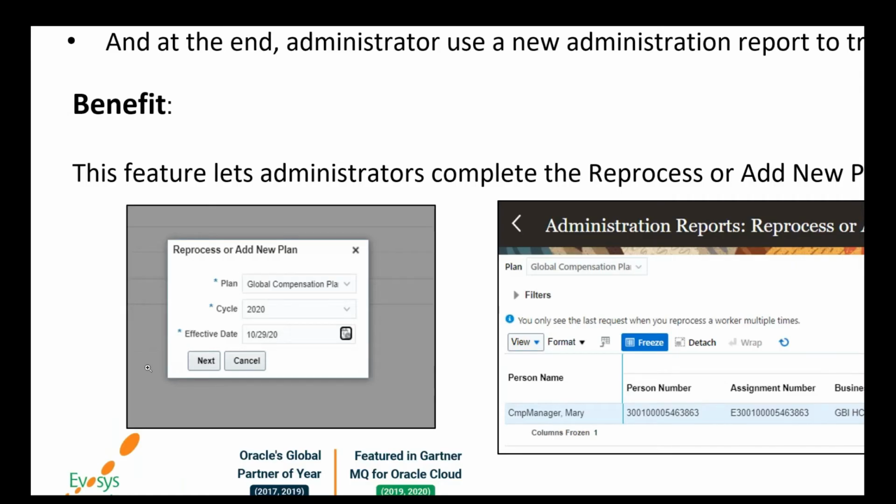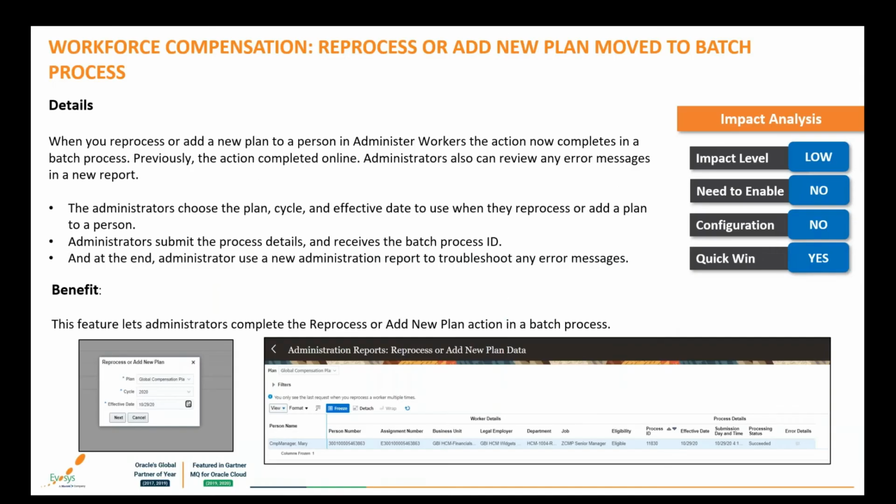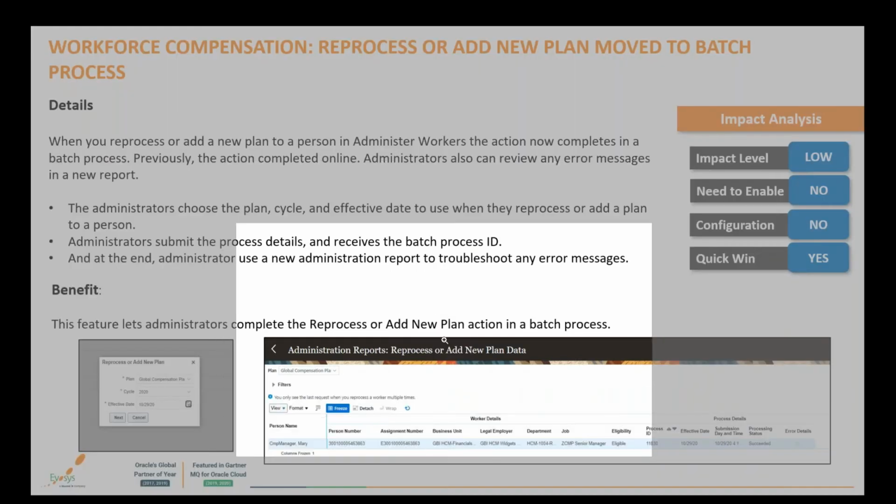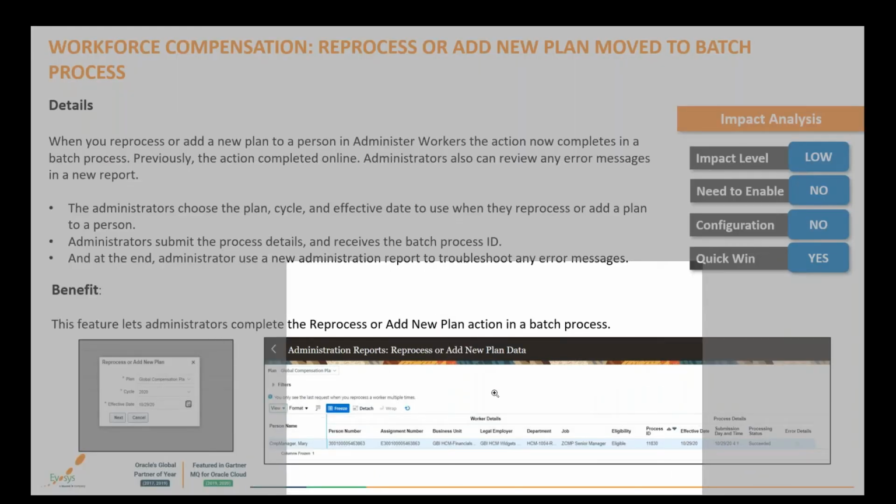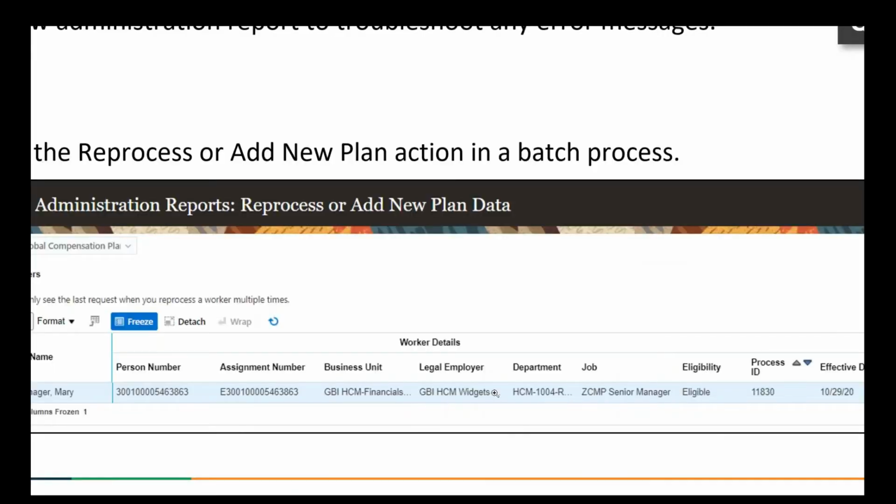the administrators can choose the plan, the cycle, and the effective date when they reprocess or add a plan to a person. Also, they can now use a new administration report, as you can see here, to troubleshoot any error messages.